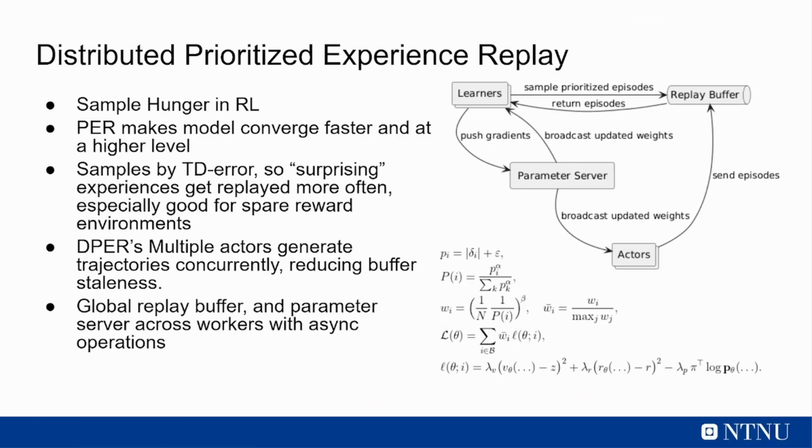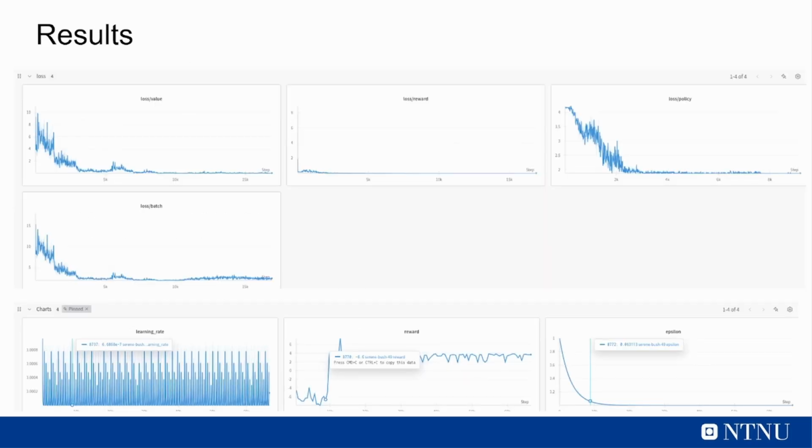We also implemented distributed prioritized experience replay, as we experienced that MuZero was extremely sample hungry and sample inefficient. So we needed to prioritize the experience of the replays to make the model converge faster at a higher level. So we sample the episodes to train on using the temporal difference error. So surprising experiences get replayed more often, and that is especially good for sparse reward environments. Using distributed prioritized experience replay, we have multiple actors generating trajectories concurrently, reducing the buffer staleness and letting us have more data, and we have a global replay buffer and a parameter server that allows both learners and actors to work together.